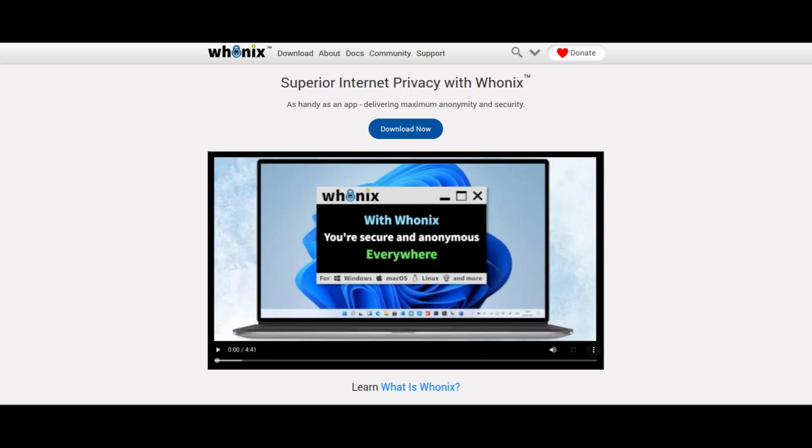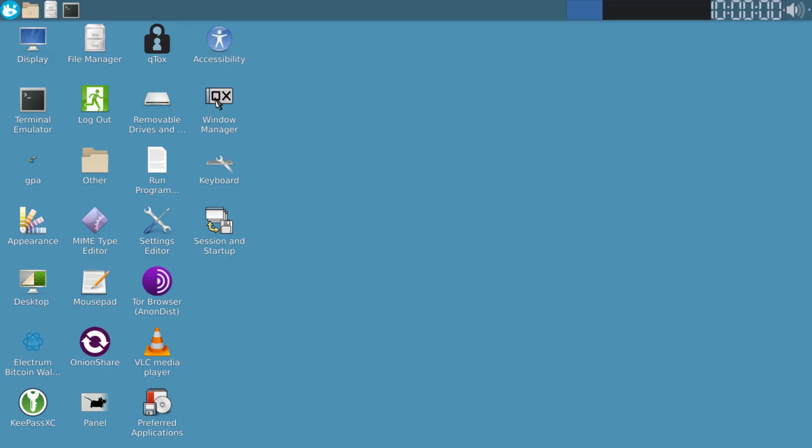This isolation helps to protect users' identities and prevent them from being tracked by third parties. Whonix is a popular choice for users who need to protect their privacy and anonymity online. It is used by journalists, activists, dissidents, and others who need to keep their activities hidden from governments, corporations, or other entities. Here are some of the key features of Whonix.